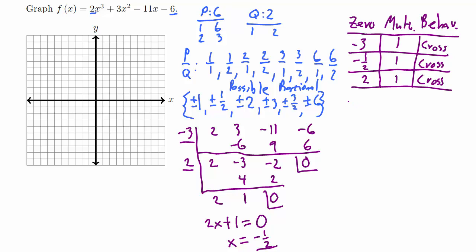Fantastic. Now the next thing we need is the y-intercept. Now, the y-intercept is not hard to do for this question. You just plug in 0 for all the x's, and what are you left with? Well, you're left with negative 6. So that means that your y-intercept is (0, negative 6).